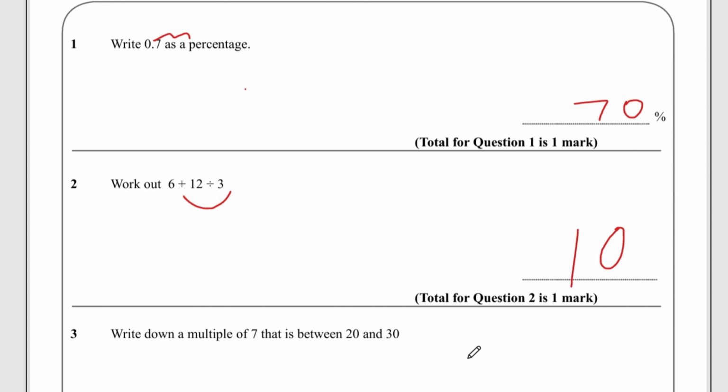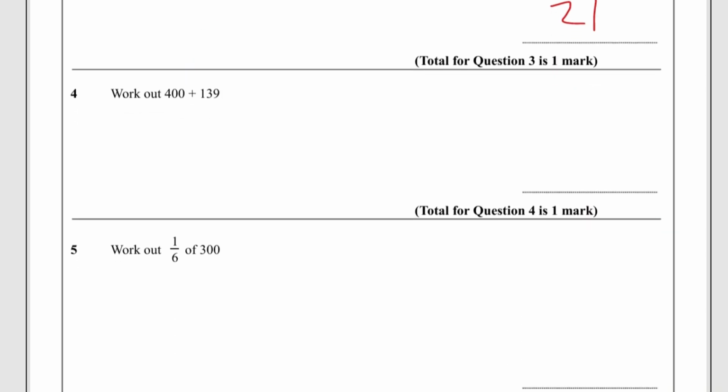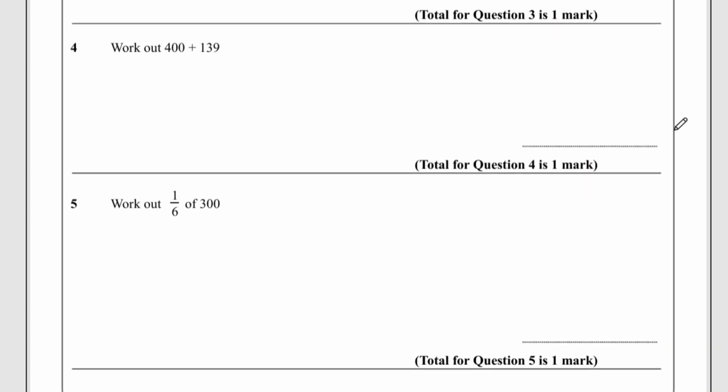Then the next one, write down a multiple of 7 between 20 and 30. I think we can do this if you count by 7. 7, 14, 21, 28. So you can use either 21 or 28, one multiple. We move to the next one.